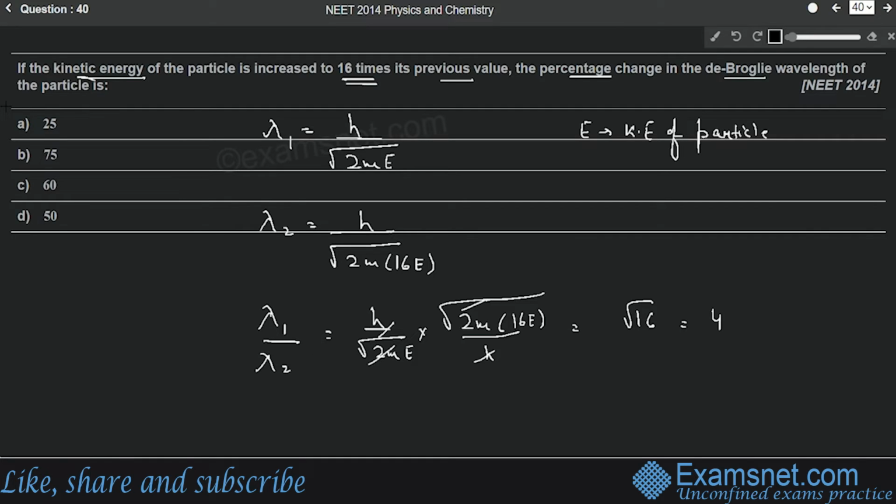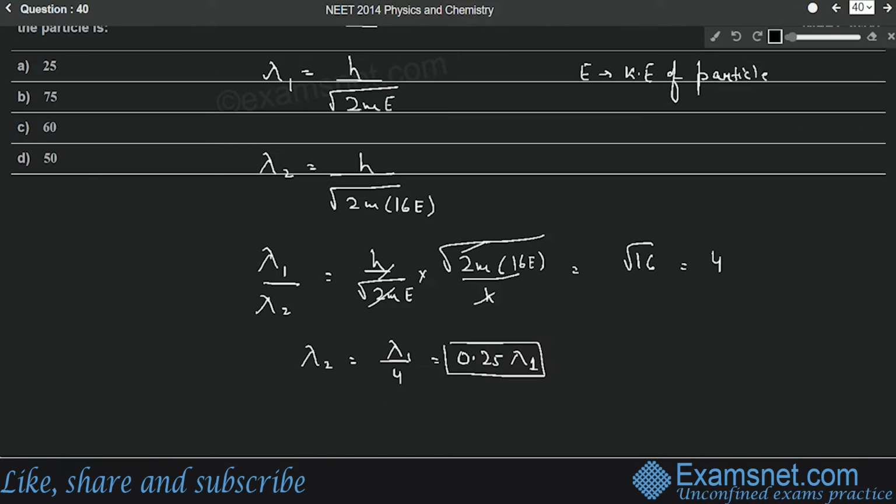So lambda 1 by lambda 2 is equal to 4, that means lambda 2 is equal to lambda 1 by 4, 1/4 of lambda 1, or you can say 0.25 of lambda 1. Now we have to find the percentage change. So it is quite obvious that there is a change of 75%, but still if we have to find it mathematically, then we can use (lambda 1 minus lambda 2) by lambda 1 into 100. This will be the percentage change.